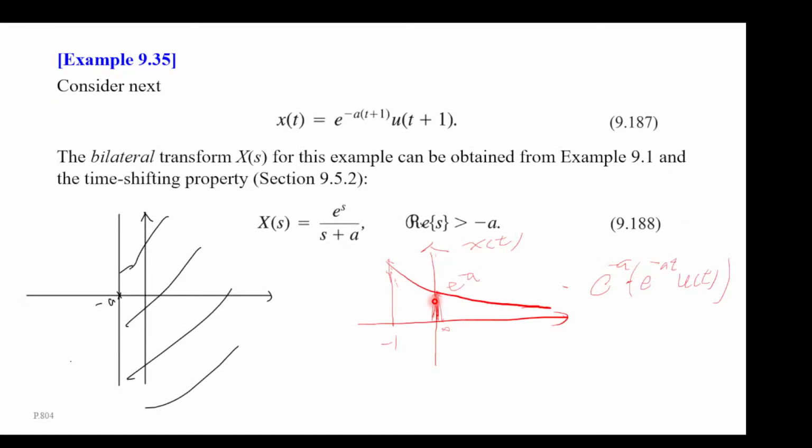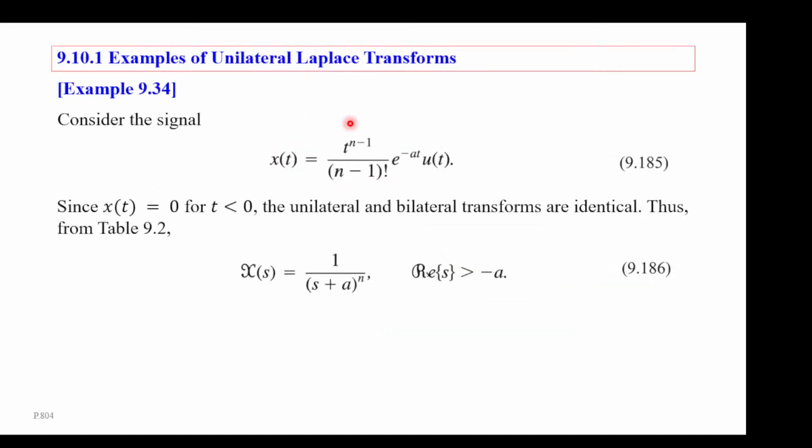And now let's see a funny example of the unilateral Laplace transform. You have this x(t) equal to e to the, so it's very similar to this one.